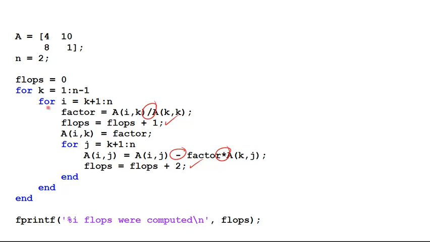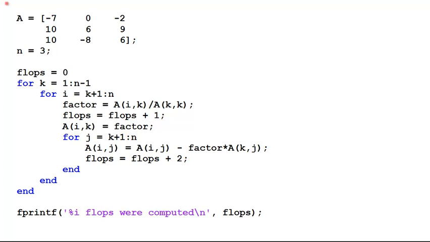So if I run through this code, I'll start out with the number of floating point operations equal to 0, add 1 for each pass through the middle loop, and add 2 for each pass through the inner loop. And then finally, let's output the number of floating point operations that were completed. And what we'll find, just like we did by hand, if n is equal to 2, flops is equal to 3. Here's the same algorithm used to decompose a 3 by 3 matrix.